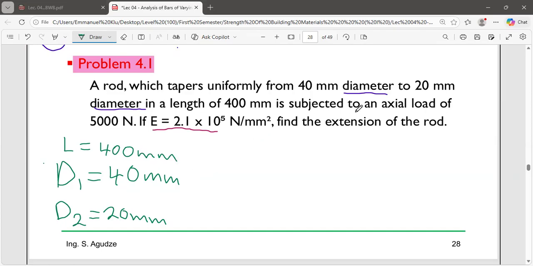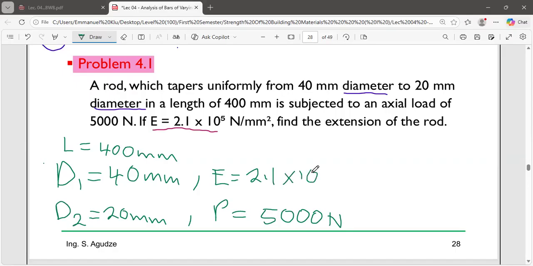Exactly. It's subjected to an axial load P. So you see our axial load P is equal to what? 500 Newton. Now, what can we also see? We can now see that our elasticity, E, is being given as 2.1 times 10 exponent 5. Okay, that is Newton per millimeter squared. Don't get confused if I write my per millimeter squared like this. It's all the same way.